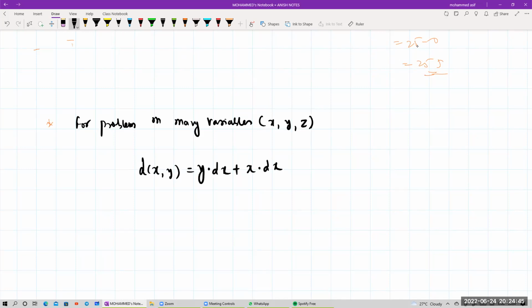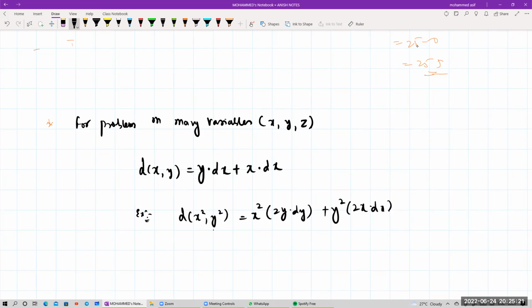Once y is kept constant, then x is kept constant, and try to simplify the problem. For example, differentiation of x square y square. Right now I'll keep x square constant, so it is 2y dy, plus y square constant, then it is 2x dx. First I keep x square constant and y square is differentiated, then y square is kept constant and I differentiate x square. We'll get the answer for that one.